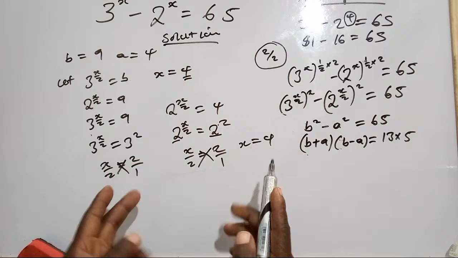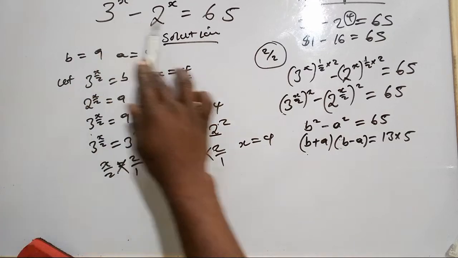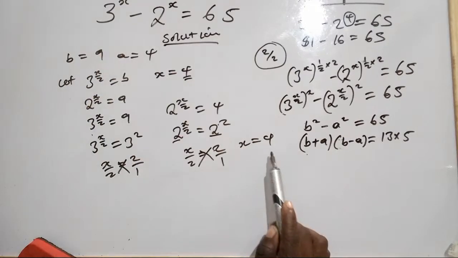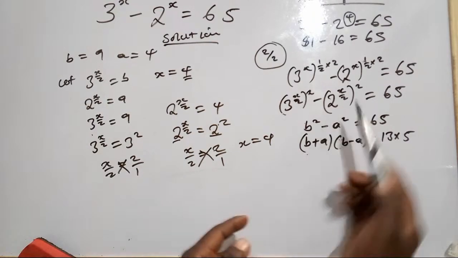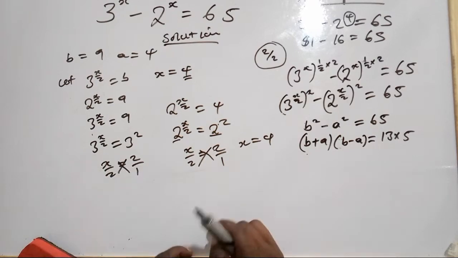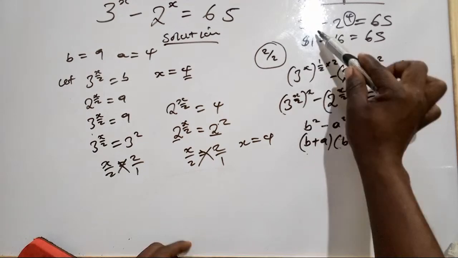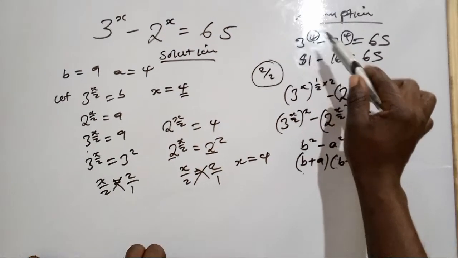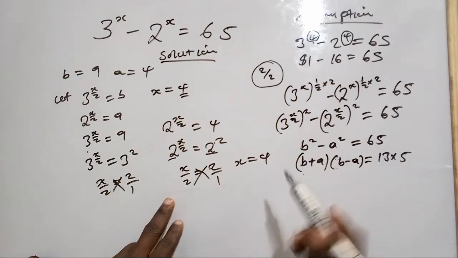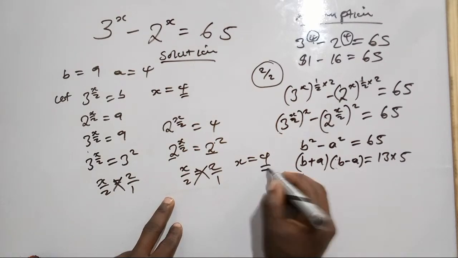So the value of x for this exponential equation is 4. Like I said, for the assumption, we found it was 4. But going down, finding the solution on how we can find that, for which we did the assumption here, we have arrived that x is equal to 4.